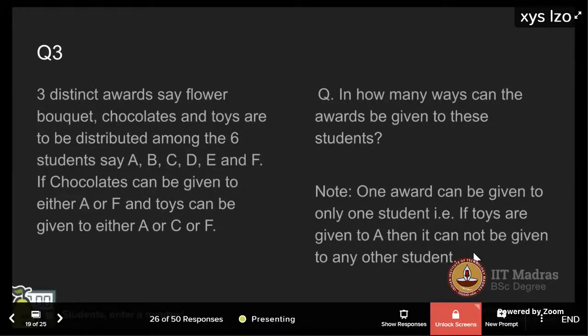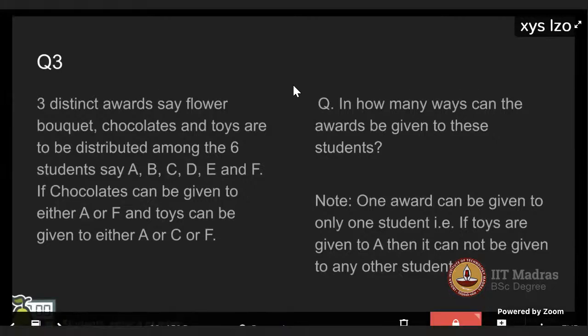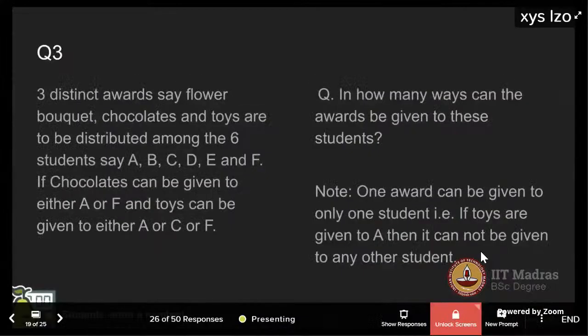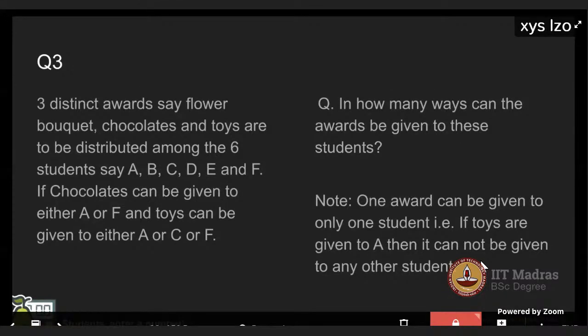No, the toys are, where is it? Where is the condition? No, it's written here in the question, in the note. If toys are given to A, you can give to A or C, no? Yeah, so if you have given to A, then you cannot give it to C, right? Either you can give to A or to C, you cannot give at the same time to both.